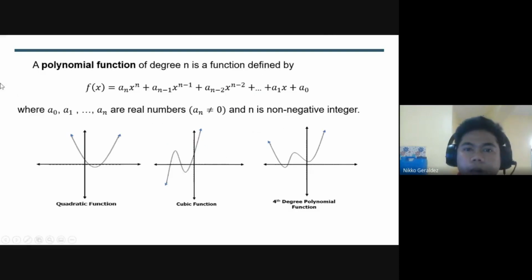Then the polynomial function. A polynomial function can be quadratic or cubic. A quadratic has degree 2, a cubic is third degree, and this one is a fourth degree polynomial function. So this is the polynomial function.